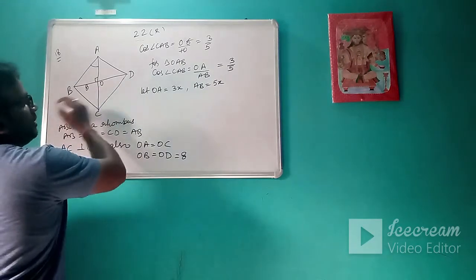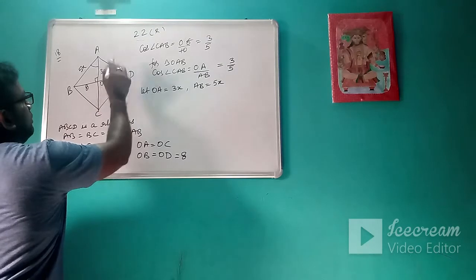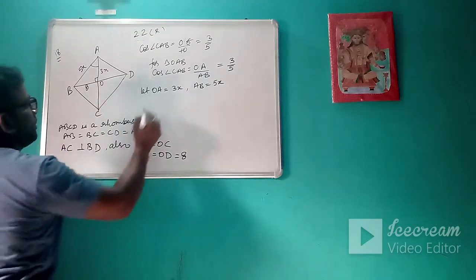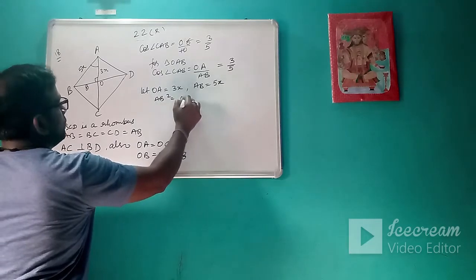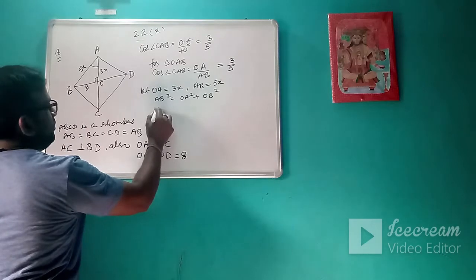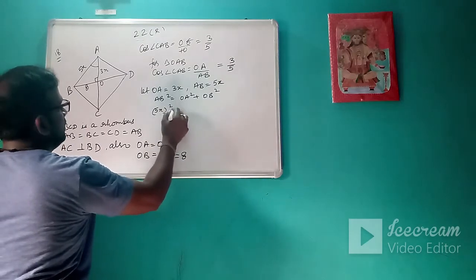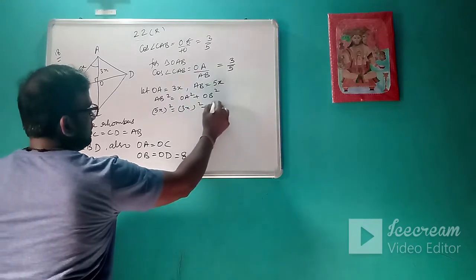So this is 5x now and this OA is 3x now. So what we will use? We will use the Pythagoras theorem. So AB square equal to OA square plus OB square. So what is AB? (5x)^2, OA is (3x)^2 plus 8 square.